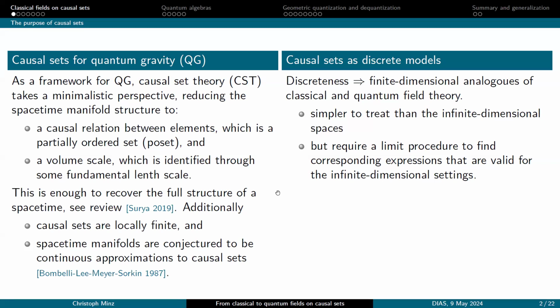But okay, let's stick with this example of causal sets for discrete or finite dimensional models for classical quantum theory. And if you want to do this and draw some conclusions also for quantum field theory in more general infinite dimensional settings, then you would also have to find a limit procedure for that, which is also not established yet. So if it's even possible, but at least we can deal with classical and quantum fields in that sense for causal sets. This is what I want to come to in this talk.